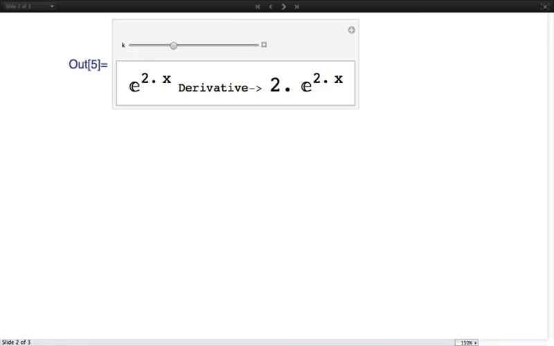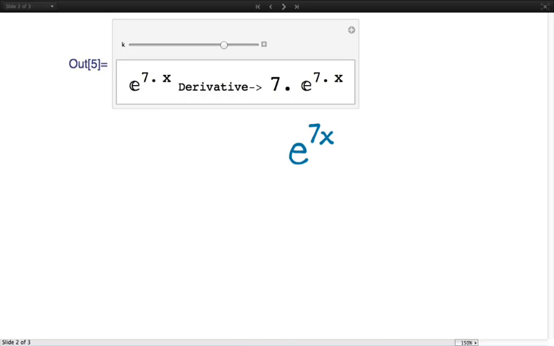So, okay, that means that we should also be able to figure out how to take the antiderivative of an exponential function in the same way. Let's suppose I have, I don't know, e to the 7x, and I want to find its antiderivative. Well, what would that look like? How can we use the fact that we know how to take the derivative going forward to figure out how to take the antiderivative going backward?